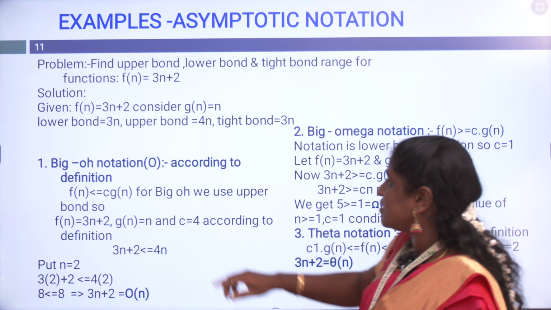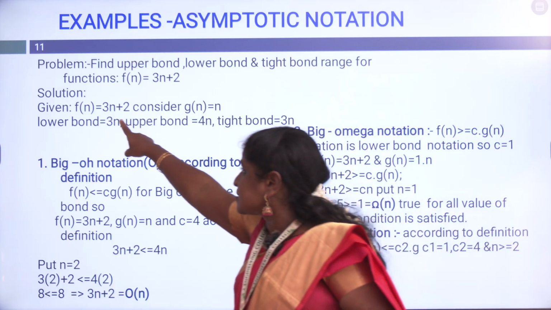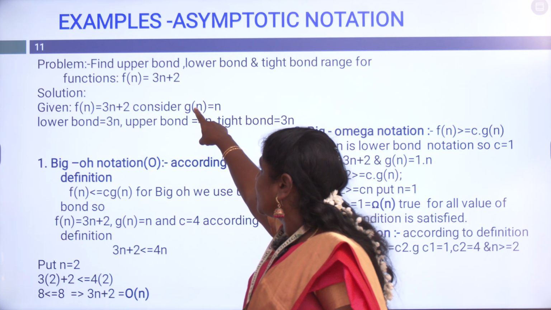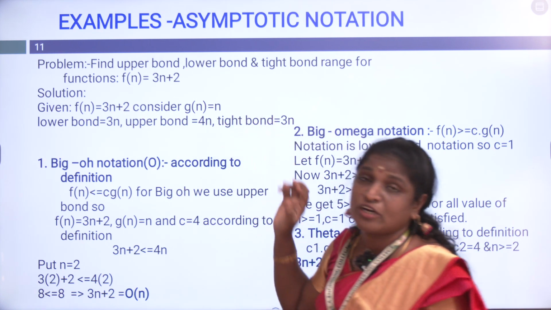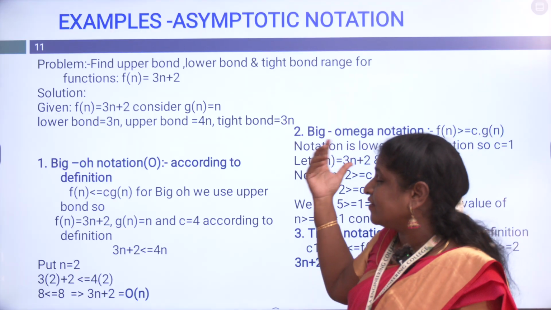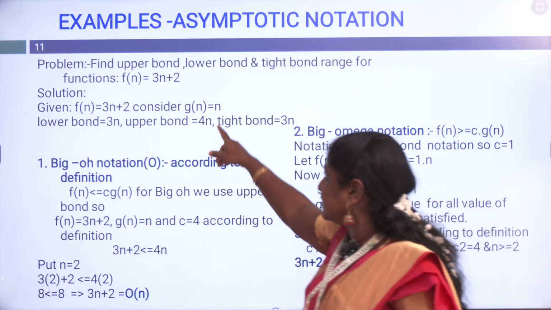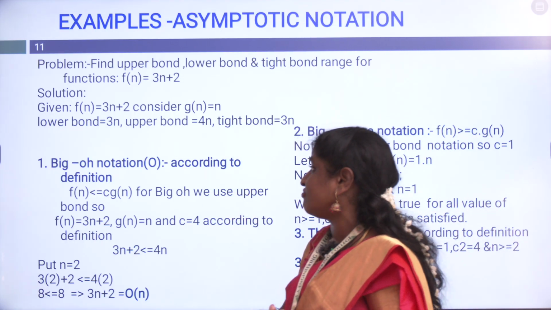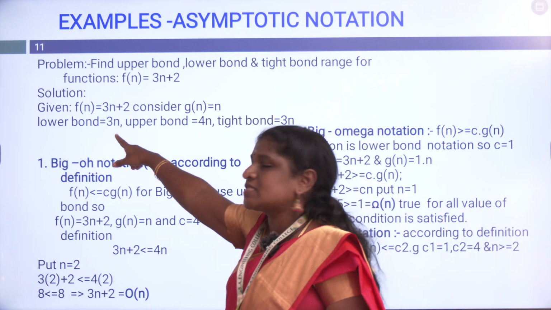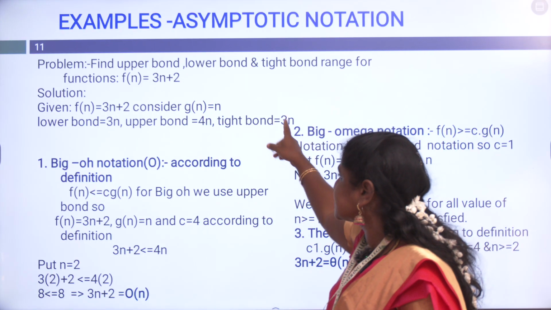Okay, so here the given is f of n is equal to 3n plus 2. This is the time complexity calculated for one algorithm. Consider g of n is equal to n. So g of n is equal to n when the problem has linear complexity. If you are going to solve the problem in a linear way, then we assign n as g of n. So if it is 3n plus 2, the lower bound is 3n, the maximum upper bound we can fix is 4n, and for tight bound we are going to take the average, that is 3n.